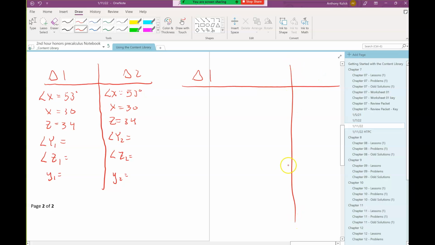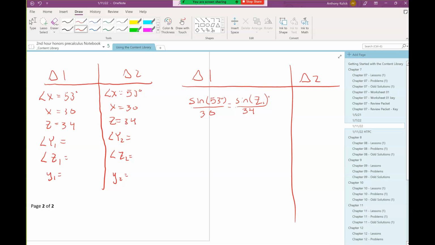Now I'm going to make a space to do the work for each one of these 2. Again, trying very hard to keep myself organized. So doing triangle 1, we're just going to set this up like a regular old law of sines problem. So I know both angle X and side X, and I know side Z, so I'm going to be able to find angle Z. I guess I really mean Z1 though, right?